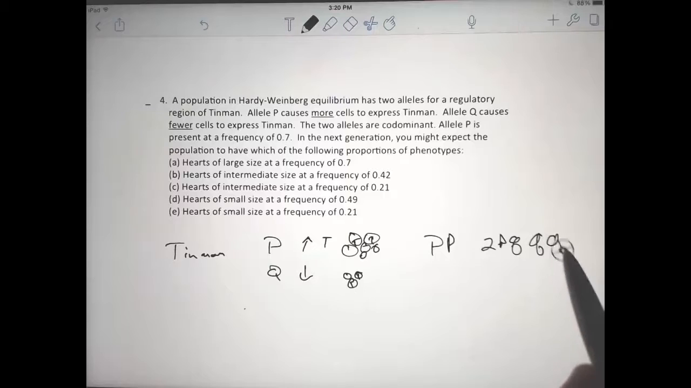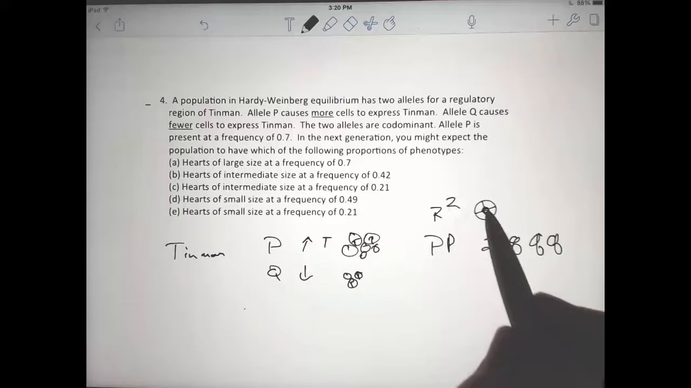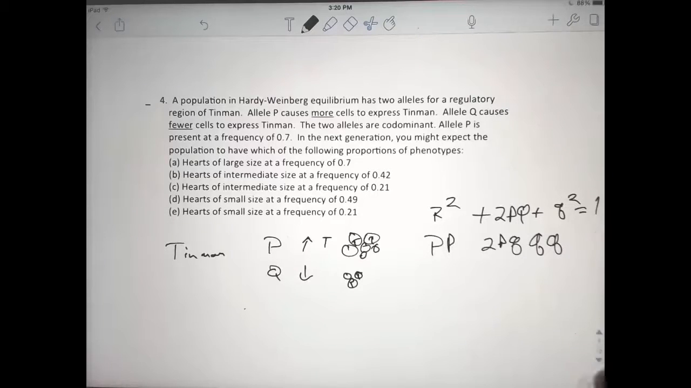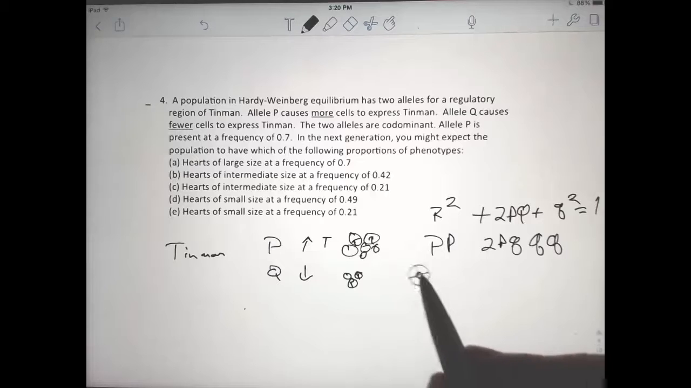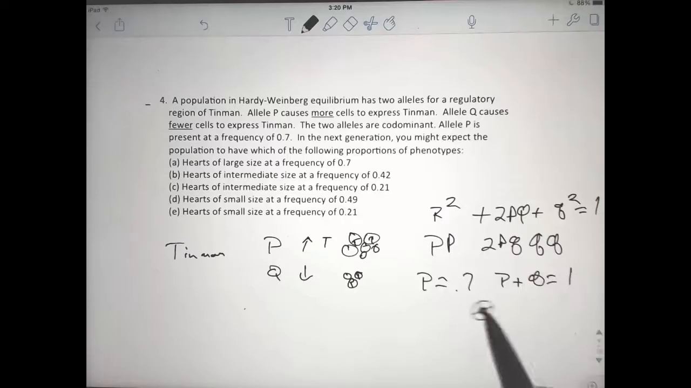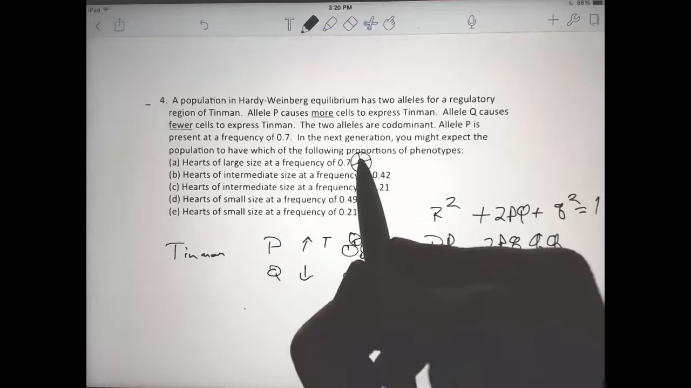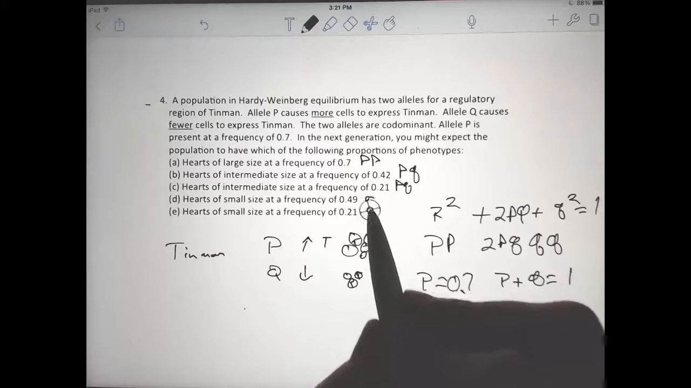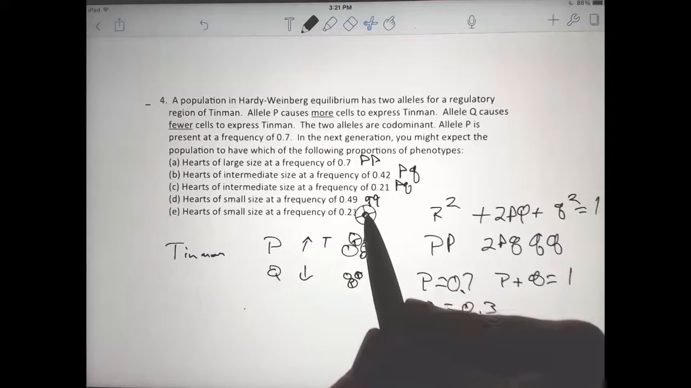I write out P squared plus 2PQ plus Q squared because I think I might need it. It tells me P equals 0.7, P plus Q equals 1. So Q equals 0.3. Now it says large size. That makes sense to be P squared or PP, both P alleles. Intermediate would be PQ because they're codominant. And small size would be QQ.